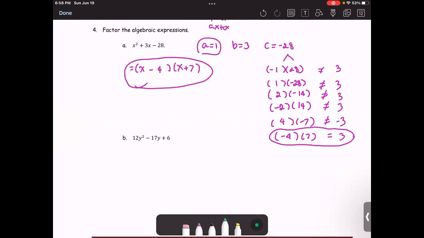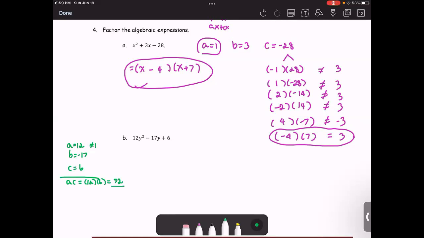Second part, or part B, 12y squared minus 17y plus 6. Make a note here, A equals 12, B is negative 17, and C is 6. Since A is 12, not equal to 1, we're going to start off by multiplying A and C, the number 12 and the number 6, which turns out to be 72. And then we're going to find a pair of numbers whose product is 72, but whose sum equals B, which is negative 17.